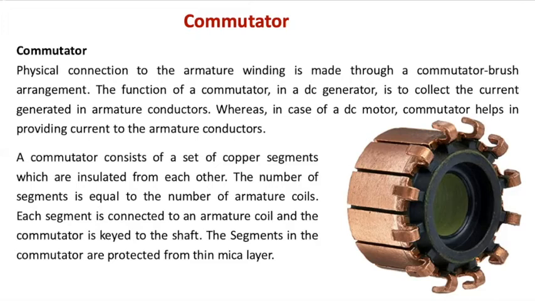Now over here we can see the commutator segment with a hook. Normally for smaller ratings, the commutator segments are provided with a hook so that the winding wires can be brought as a loop and held in position. But for higher rating motors, normally soldering and brazing has to be done to place the armature coil end connections properly on the commutator segments.